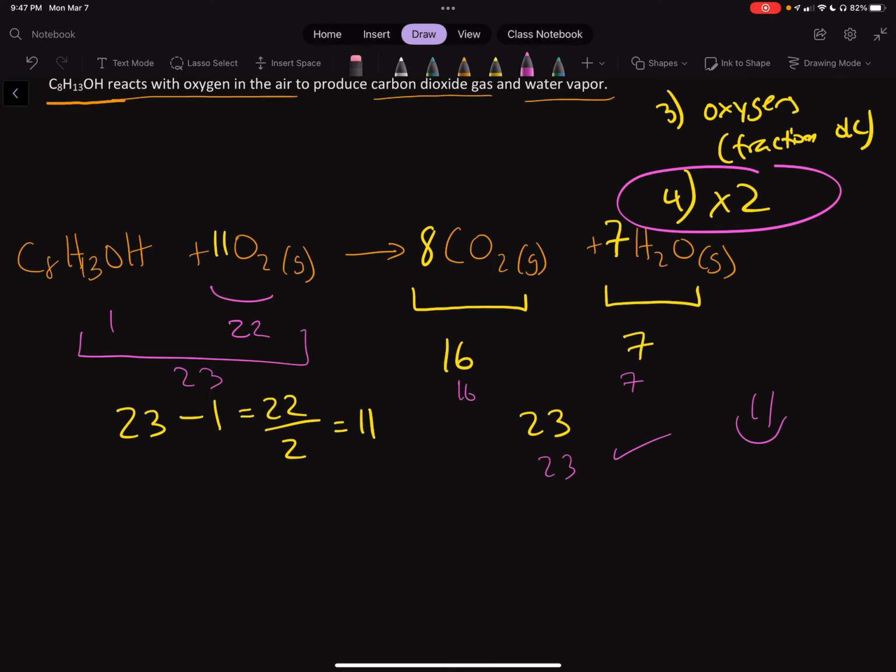But if we had to put a fraction here like 11 halves or 13 halves or something like that, then you would just multiply everything by 2. And I'll have another video that demonstrates that.